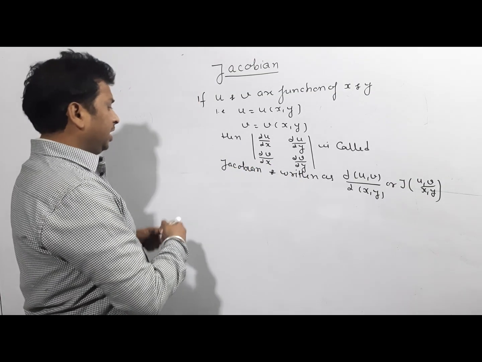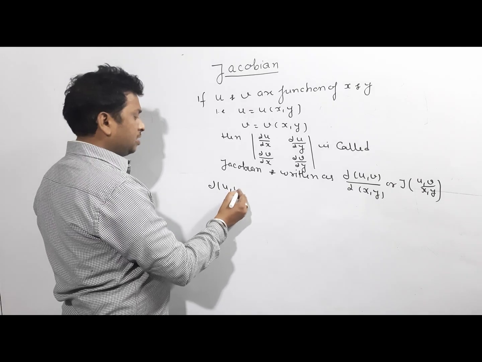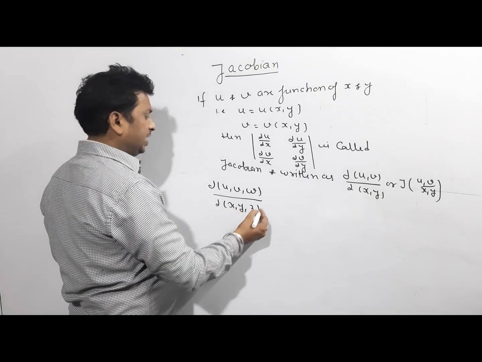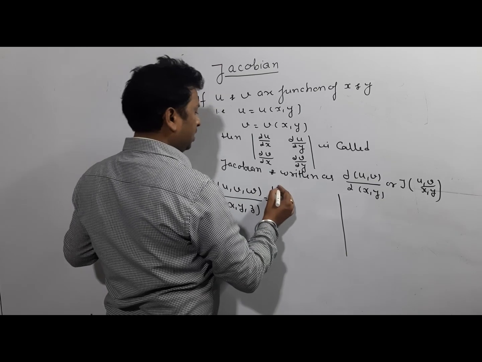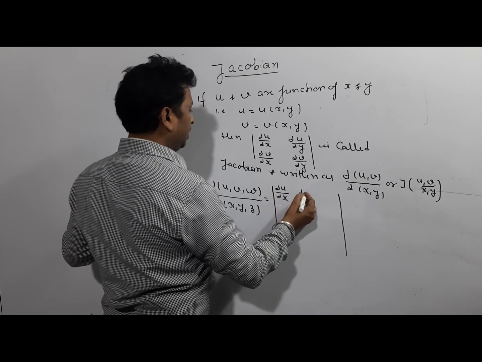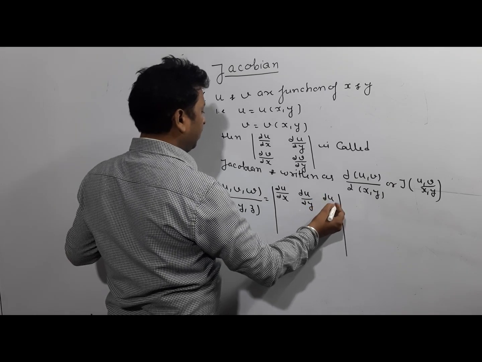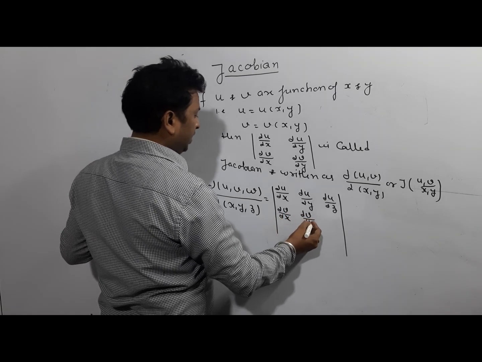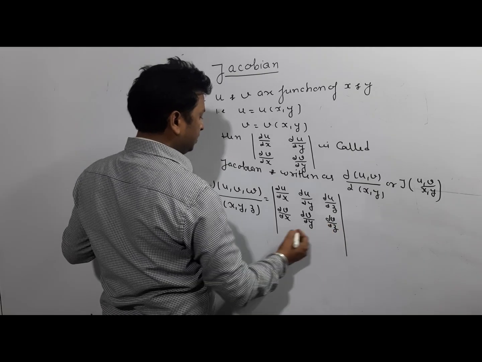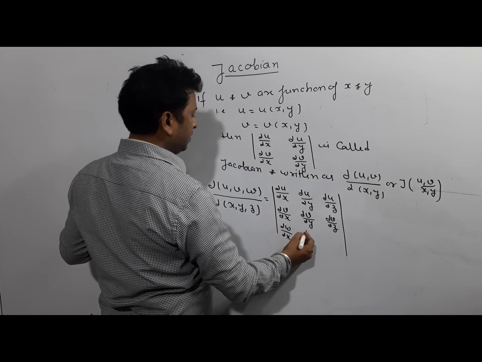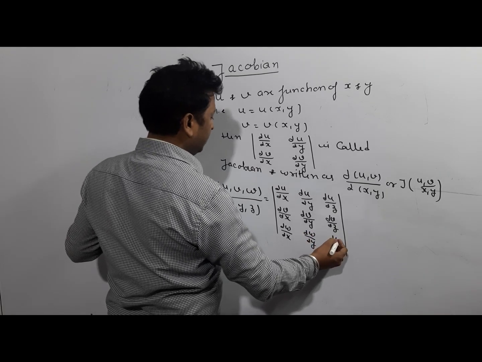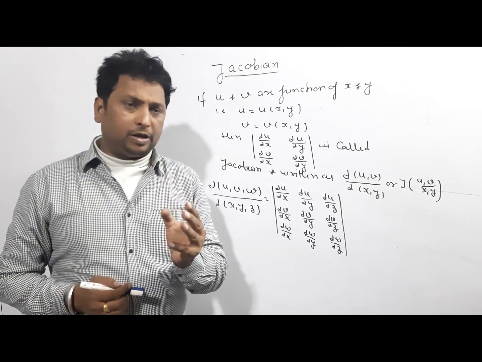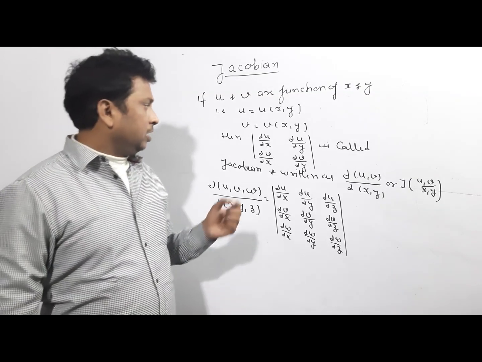It's very easy. Similarly, for three variables, suppose u, v, w with respect to x, y, z, what is the Jacobian? It is del u over del x, del u over del y, del u over del z, del v over del x, del v over del y, del v over del z, del w by del x, del w by del y, del w by del z. This is called Jacobian. It's very easy and very important in differential equations basically.